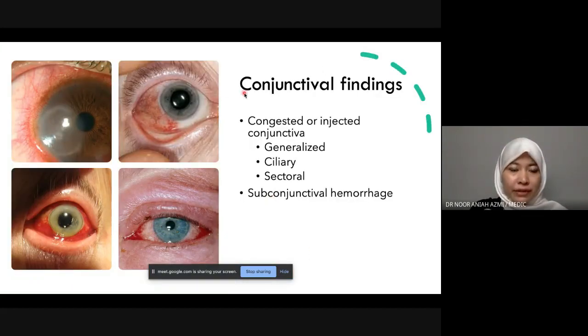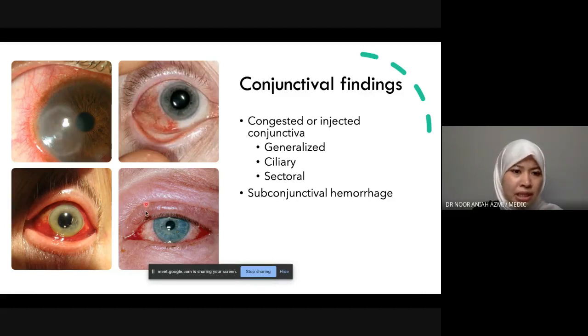And then on the conjunctiva, like I said, you have to see whether it is congested or injected. Then you comment whether it's generalized. All right, like this eye, generalized, the whole eye looks injected, the whole conjunctiva. Or if it is ciliary injection, like this one. Okay, ciliary means it is surrounding the cornea. Another name is circumcorneal injection or ciliary injection. All right, and then if it is sectoral, like this one.